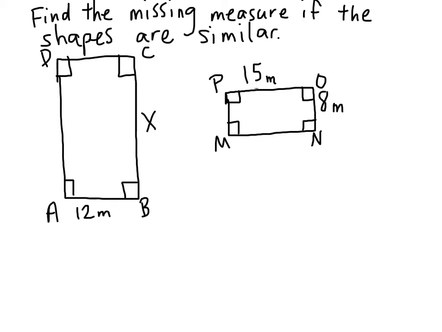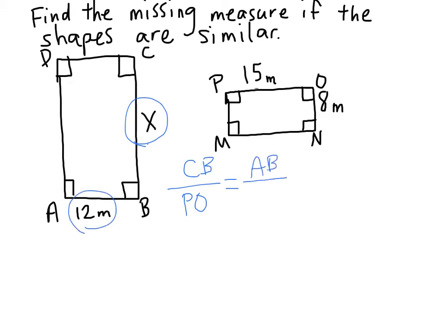Find the missing measure if the shapes are similar. Okay, so again, we're going to start with that side we don't know. So I'm going to put CB over, and which side is it corresponding with? It corresponds with PO. And then I'm going to go back to the shape where the X is. And say, okay, here's another side I know, AB. And which side corresponds with AB? ON. And now I plug in the numbers.